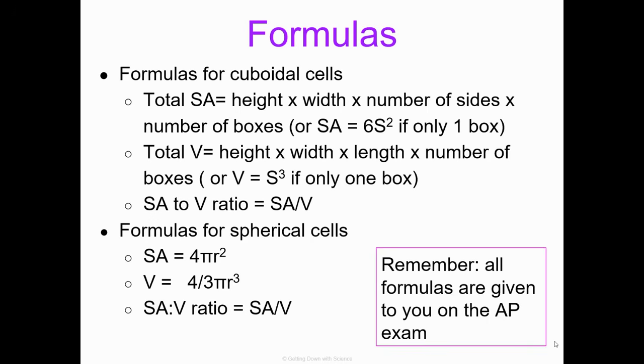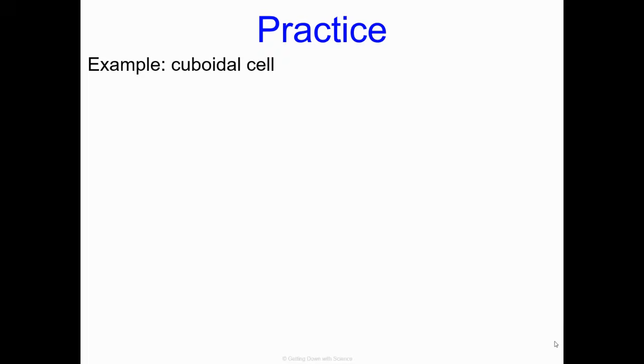Volume is height times width times length times number of boxes. Again, if there's just one box, it's just the side cubed. And then the ratio is just surface area divided by volume. Then for spherical cells, we can see the formula is there. Again, the ratio is just surface area divided by volume. And again, these formulas are given to you, but please write these down so that you can see them as we go through the problems. But let's go ahead and go through some practice problems now.